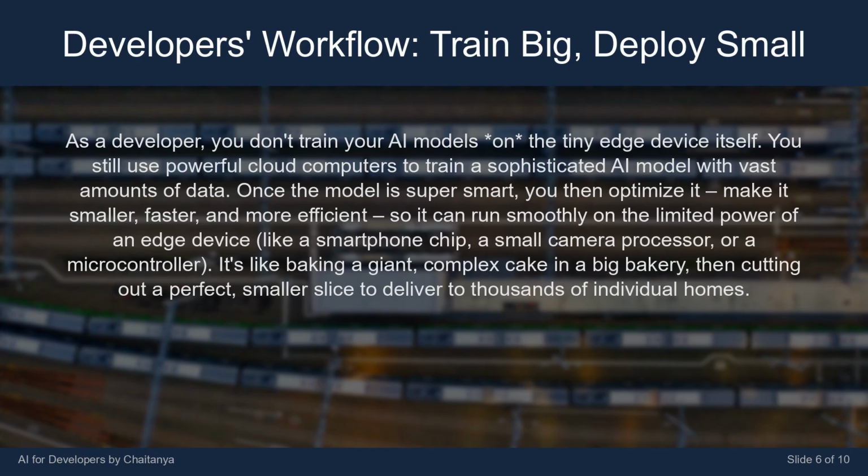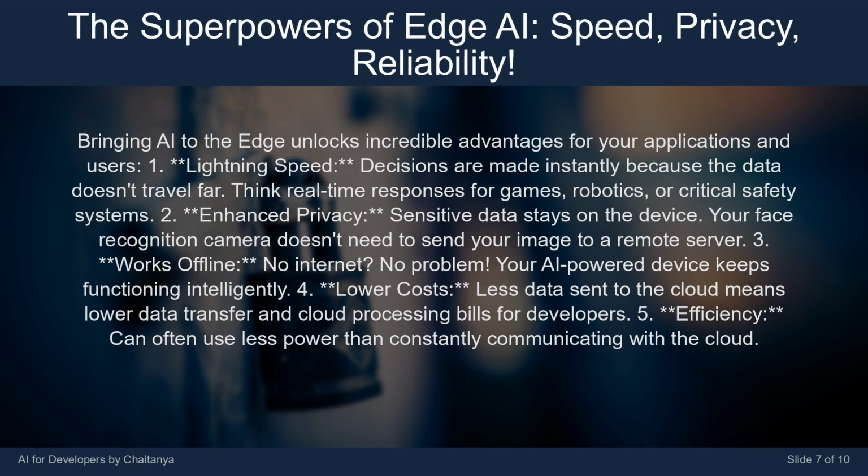Like a smartphone chip, a small camera processor, or a microcontroller, it's like baking a giant, complex cake in a big bakery, then cutting out a perfect, smaller slice to deliver to thousands of individual homes. Bringing AI to the edge unlocks incredible advantages for your applications and users.